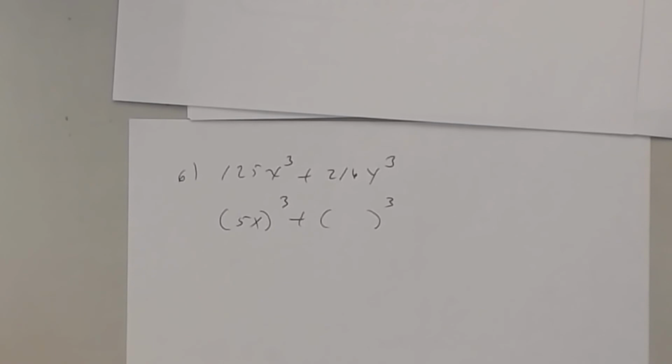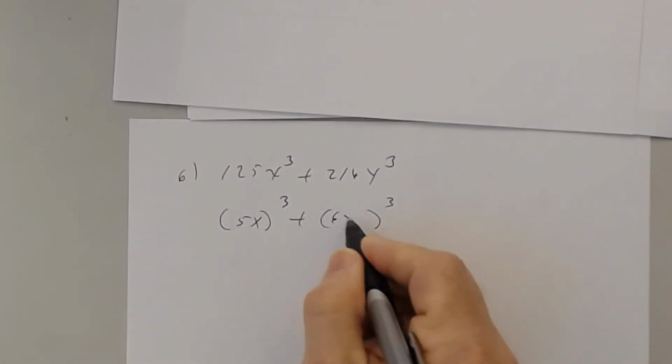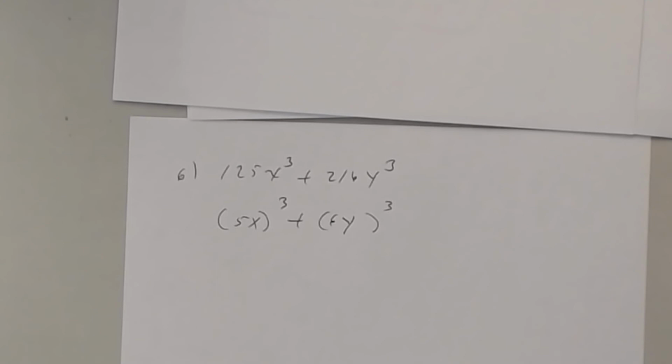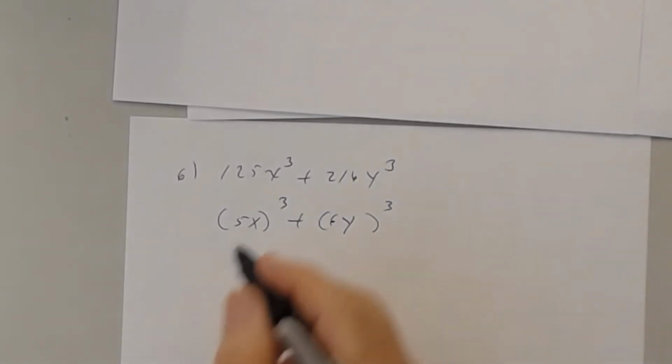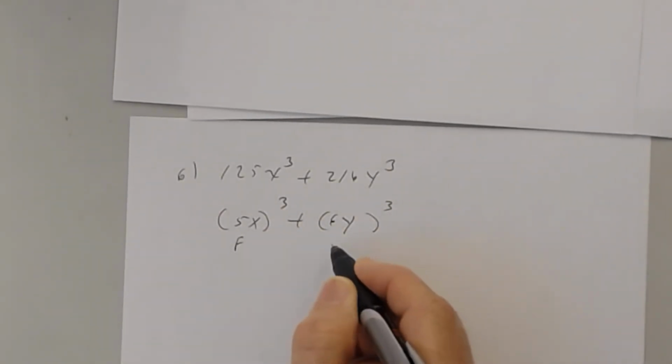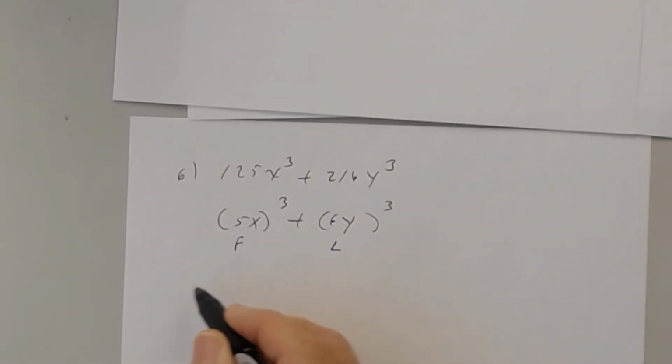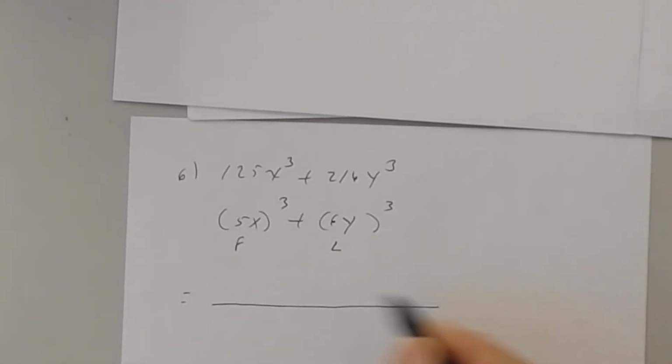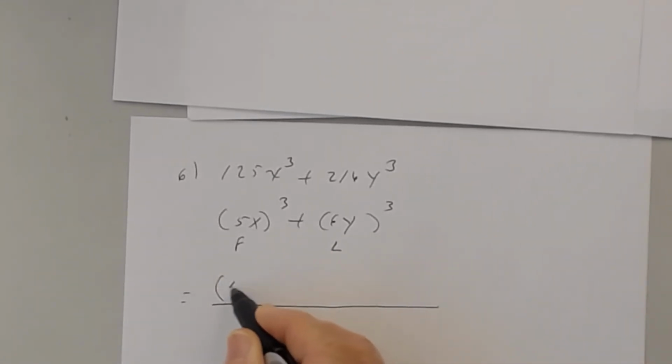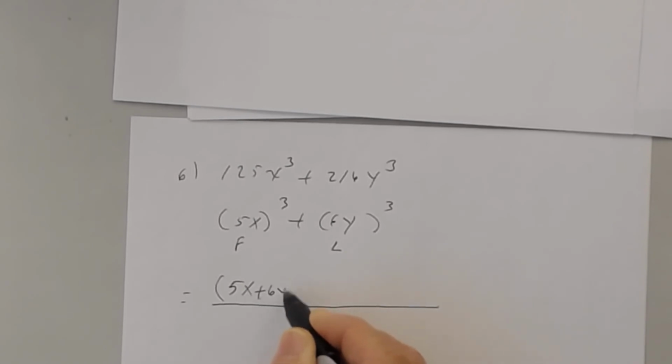6. So you say 6 times 6 times 6. That does give you what? 216. So that'll be 6 what? Y. Use your calculator to help you. So is this the sum of two cubes? Yeah. What's F? What's L? All right, so now I know my binomial. What's my binomial? 5x plus 6y.